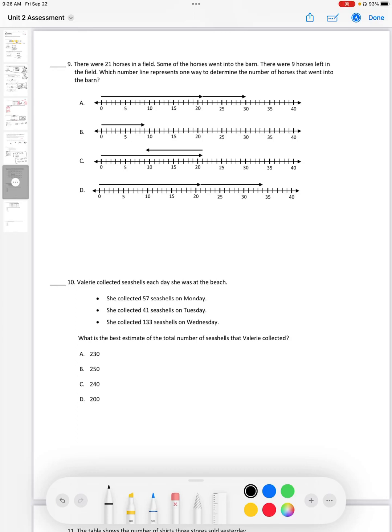I'm going to finish the Unit 2 test review that I've sent home. I'm going to work out problems 9 through, I think, 12 on this video. Let's start with number 9. And I see right away a number line.